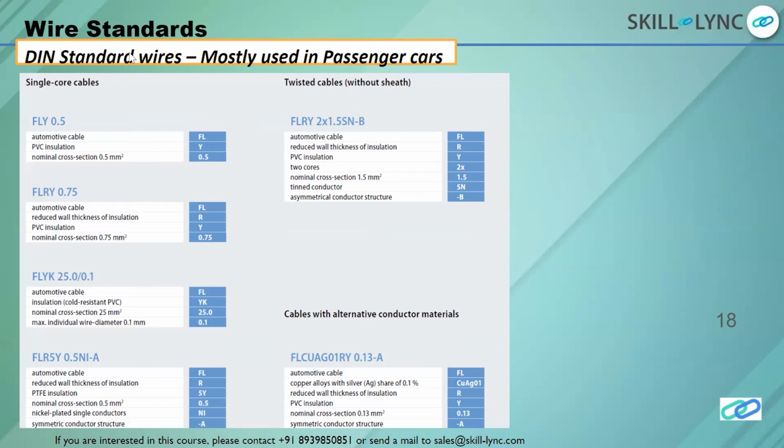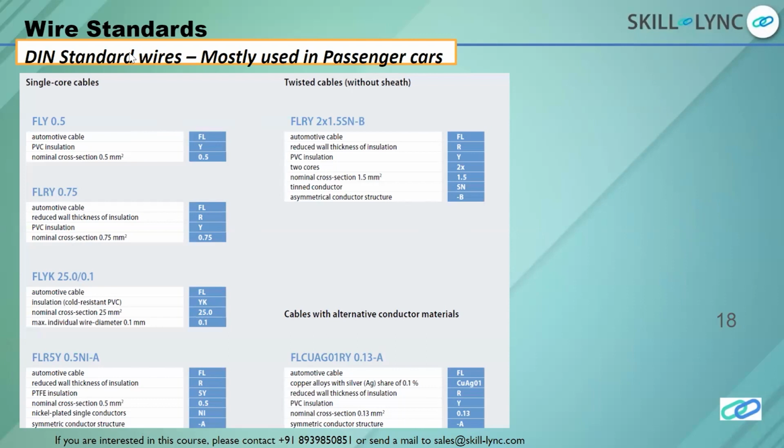Correct. So how do you read the namings? Just like any notations, here also we can see the ratings or the namings given accordingly, like FLY 0.5. By FLY, we generally understand that it's an automotive cable with PVC insulation, with a nominal cross section of 0.5. When you cut the wire, you can see a circular section that's having a nominal cross section of 0.5.